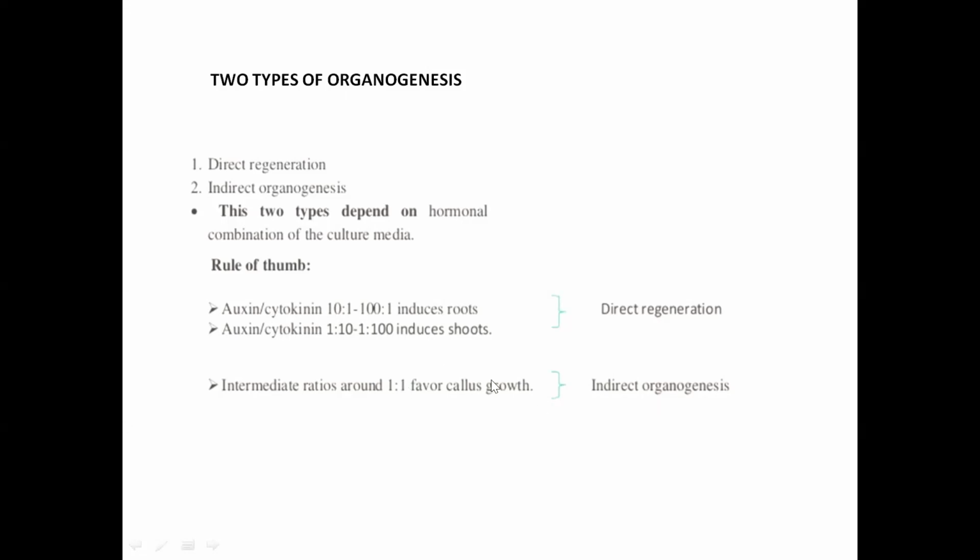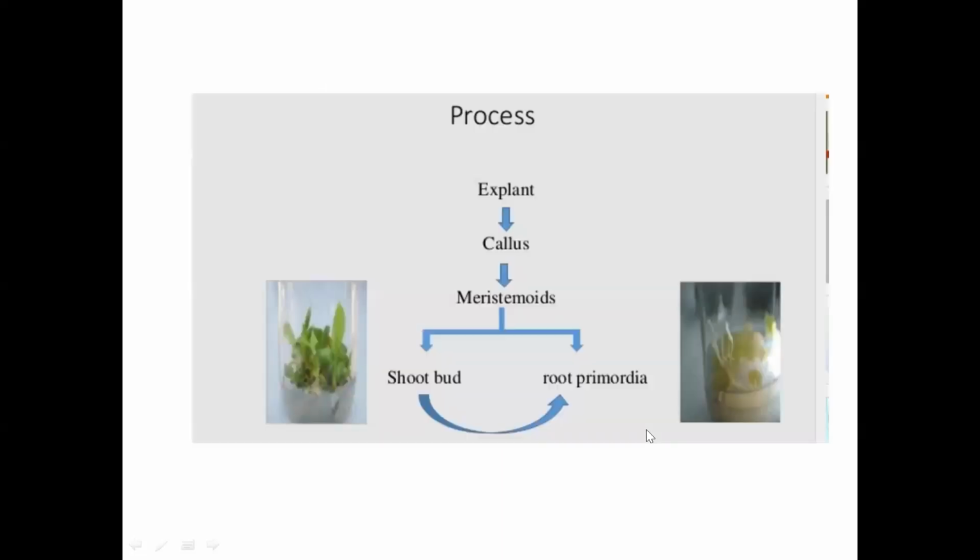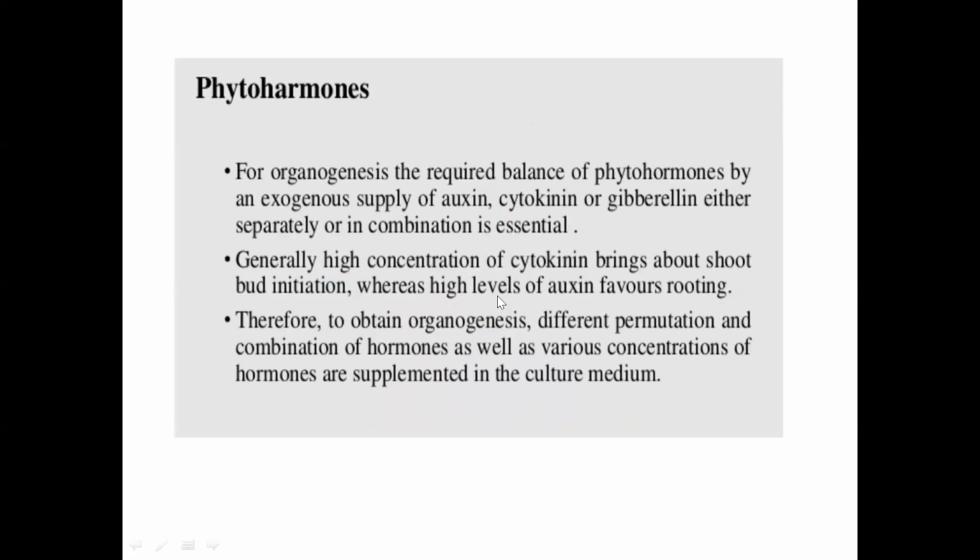Indirect is when, after the callus, you subject the callus to this auxin cytokinin ratio condition. So that is called indirect organogenesis. This is the process: explant, callus, meristemoid, shoot bud, root primordia. This is how it looks in the test tube. So for this, it is the same thing again and again, the hormones play a major role in any kind of organogenesis.